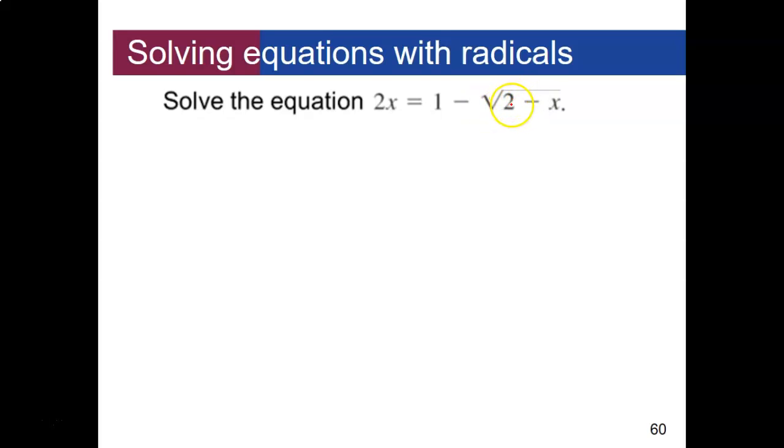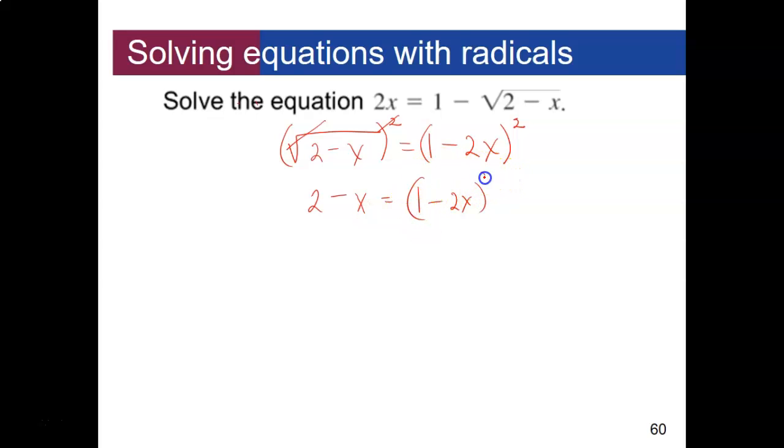If we look at this one here, the first step was to isolate the radical. So I'm going to move this radical over to the left side, and when I move it to the left side, it's going to become positive. Then I'm going to move the 2x over, and I'll have 1 minus 2x. Once my radical is isolated, we know that to get rid of a radical, we square it. So I'm going to square both sides. I need to do the same thing to each side. So those are going to cancel, and I'll have 2 minus x, and here I'll have 1 minus 2x squared.